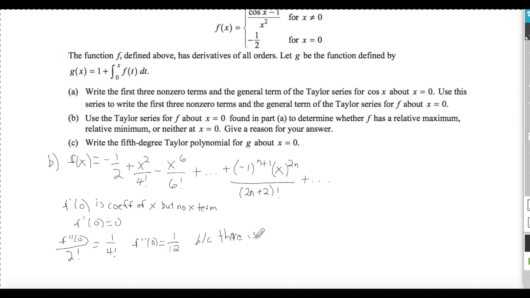Because there is a critical point at x equals 0, and the second derivative at 0 is positive. What does that mean? It means our graph is concave up, and we have a critical point. Therefore, you can say by the second derivative test, if you want, it's called the second derivative test, we can say, therefore, f has a relative minimum.